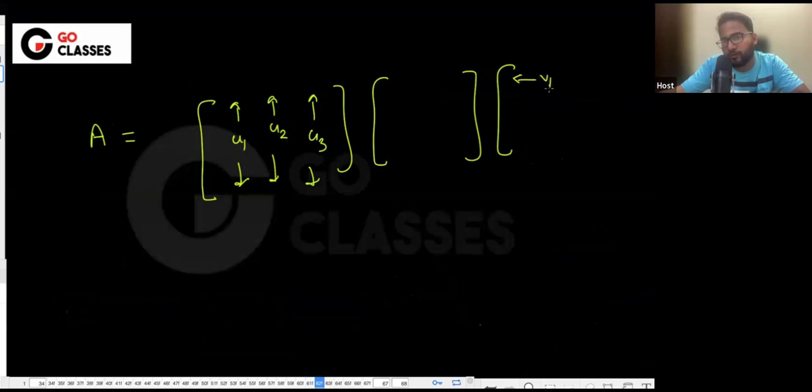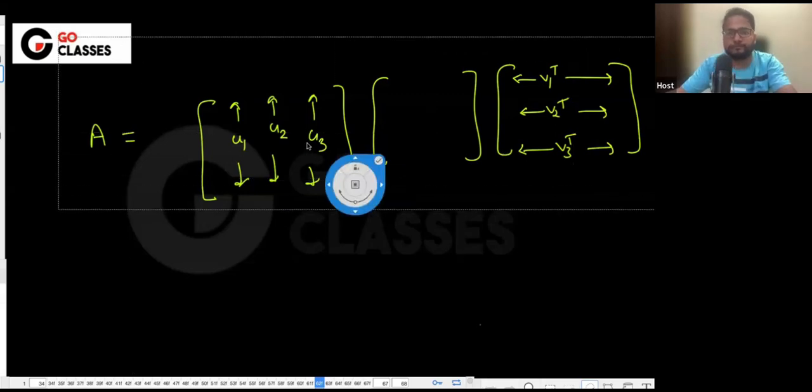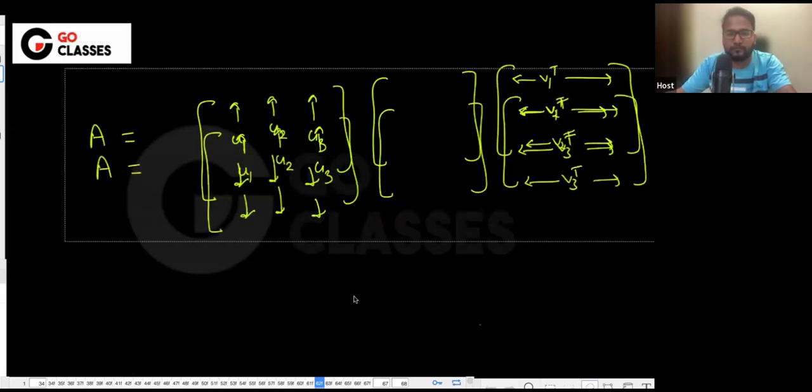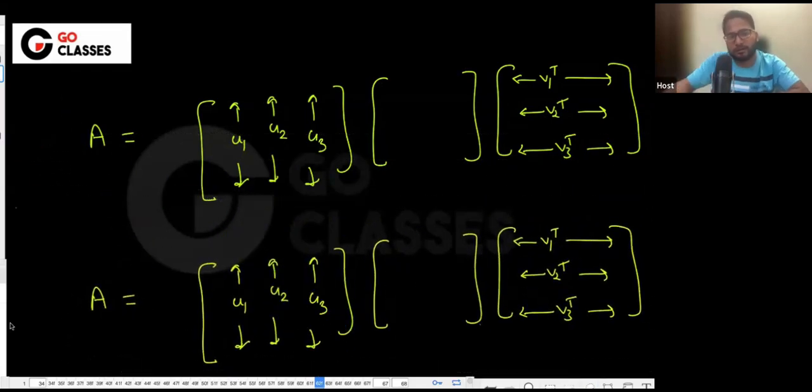What I'm trying to say is that if A equals u1, u2, u3 into sigma into v1 transpose, v2 transpose, let's suppose v3 transpose, if this is a valid SVD, then this is also a valid SVD. Minus you can adjust here. Ultimately, this minus and minus will get cancelled out to be plus.